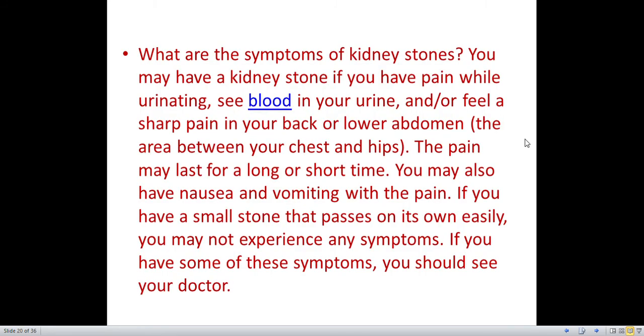What are the symptoms of kidney stones? You may have a kidney stone if you have pain while urinating, see blood in your urine and or feel a sharp pain in your back or lower abdomen. The pain may last for a long or short time. You may also have nausea and vomiting with the pain. If you have a small stone that passes on its own easily, you may not experience any symptoms. If you have some of these symptoms, you should see your doctor.